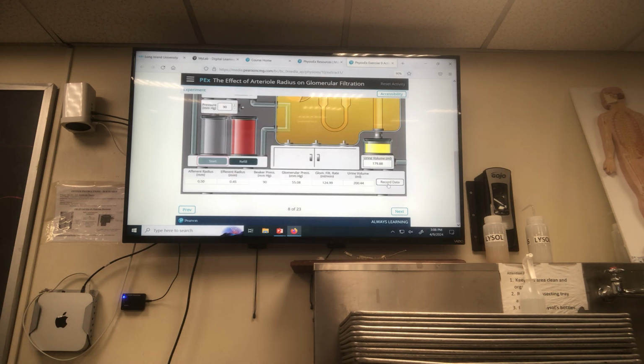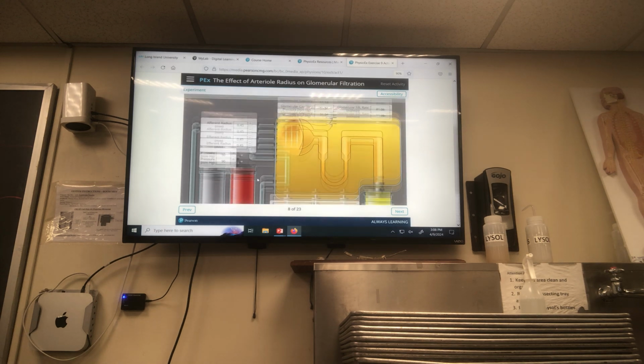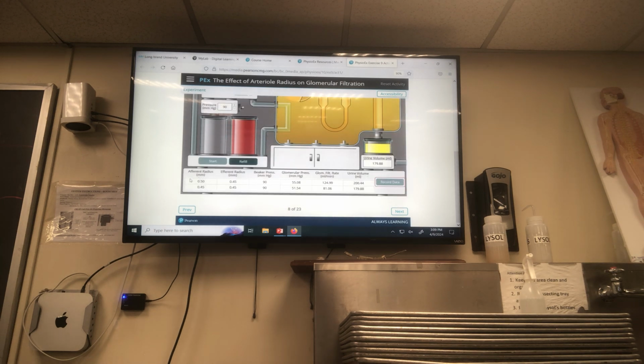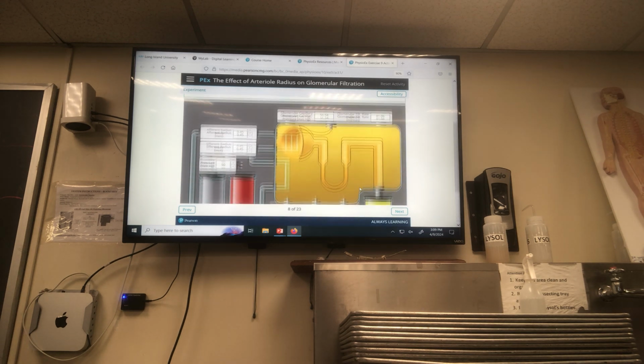Okay, now let's click on record data and let's compare. When the afferent radius was 0.5, the glomerular pressure was 55, but when it was brought down to 0.45, the pressure went down to 51, and the rate went down to 81, and even the urine production went down to 179. So our hypothesis was correct.